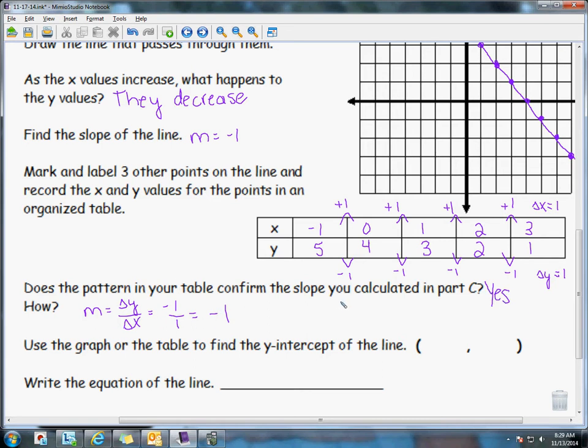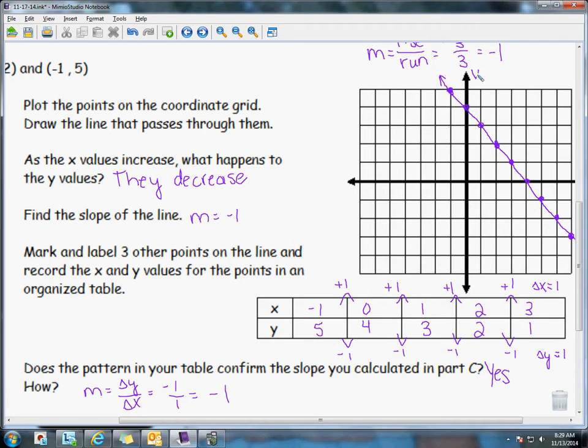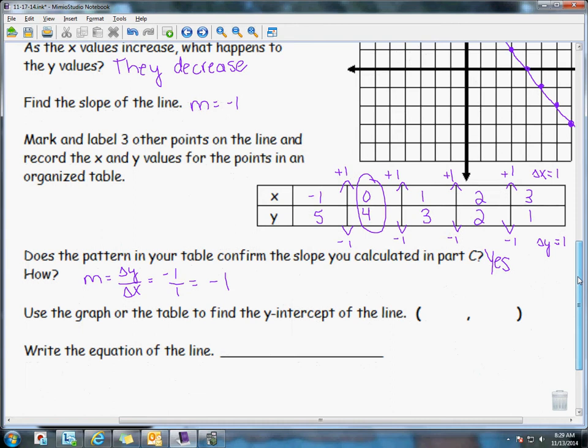It says use the graph or the table to find the y-intercept. Okay, so there's 2 ways you can do this. You can look here at your y-axis and look at where it crosses, which is this point right here. Or you can look at your table. Remember, your y-intercept always starts with x being 0. So both of these show that your y-intercept is at 0, 4. So we're going to write this as 0, 4.